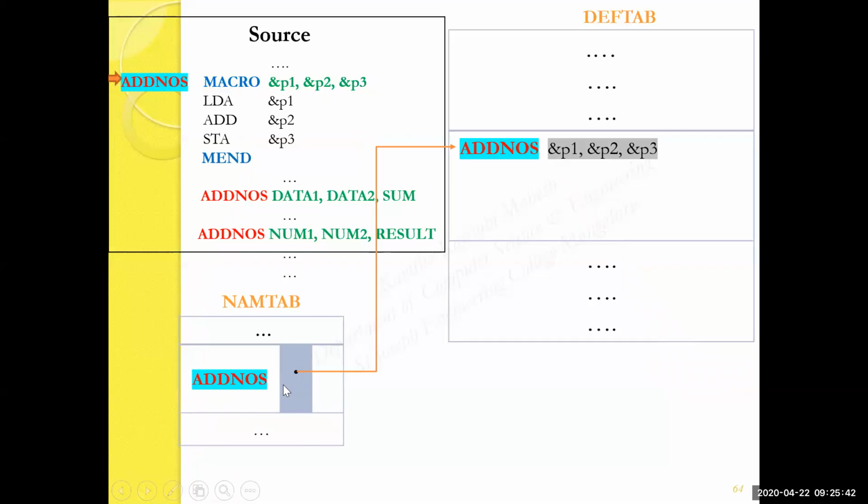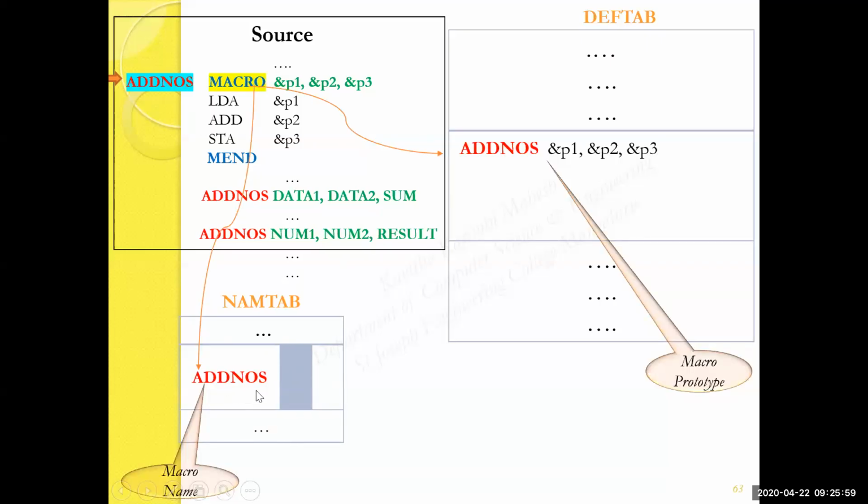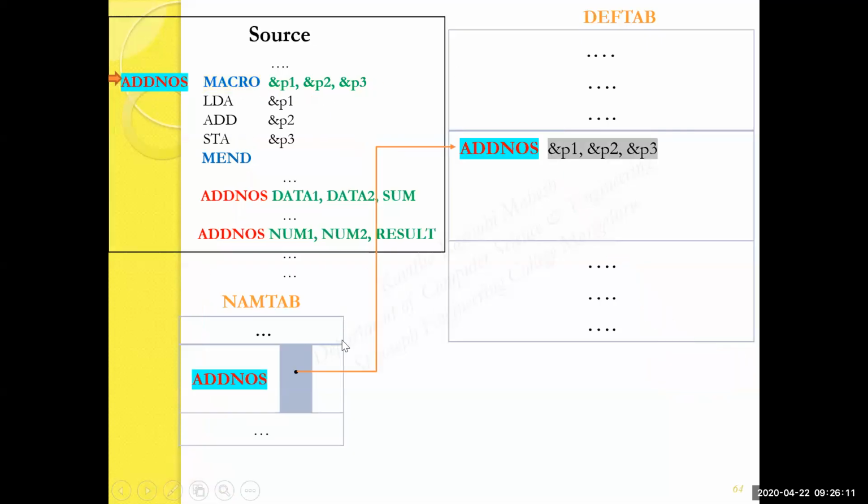So the immediate next slide shows a pointer being kept in the name table indicating the beginning of the macro definition add numbers corresponding to the entry add numbers. So we have initially entered add numbers into the name table. The corresponding definition had been entered into the definition table, that is, a prototype has been added, add numbers with parameters. Following that, a pointer is kept in the name table indicating the beginning of the definition in the definition table. So after that, the execution proceeds with the next line, that is LDA and P1.